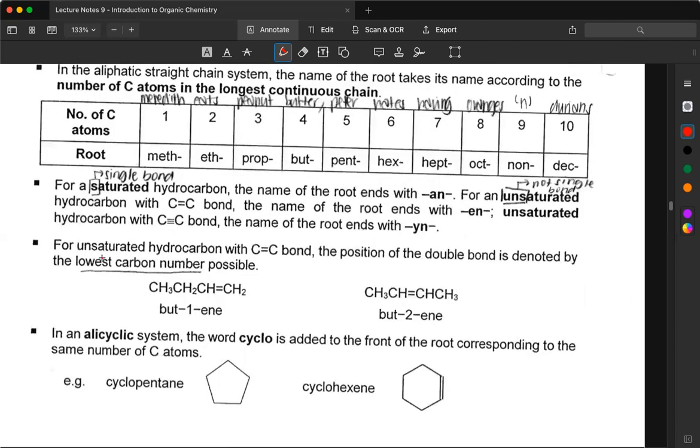Now, for unsaturated hydrocarbon with a C double bond C, the position of the double bond is denoted by the lowest carbon number possible. So instead of this, it can be either, so you need to be very clear for alkene, right? Is it but-1-ene or but-2-ene? Okay.